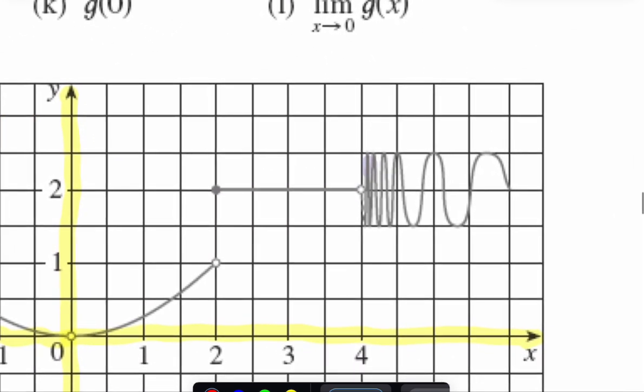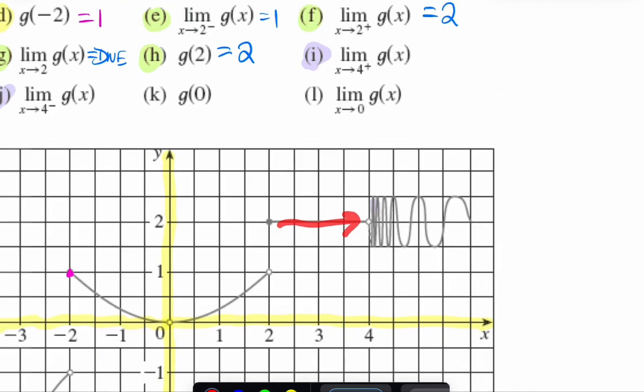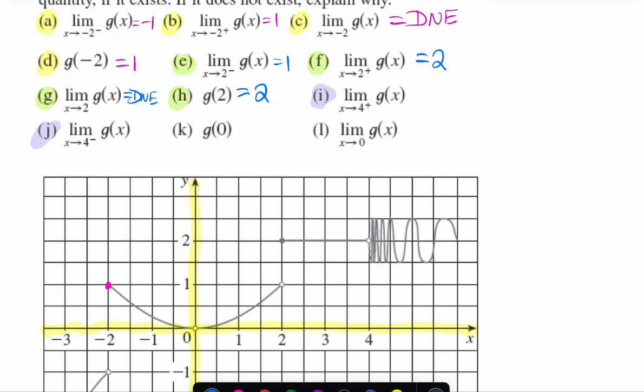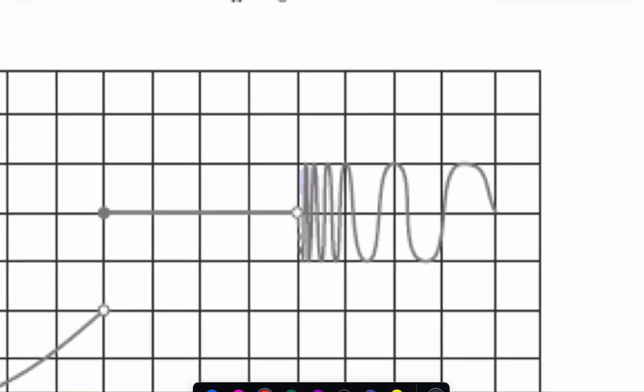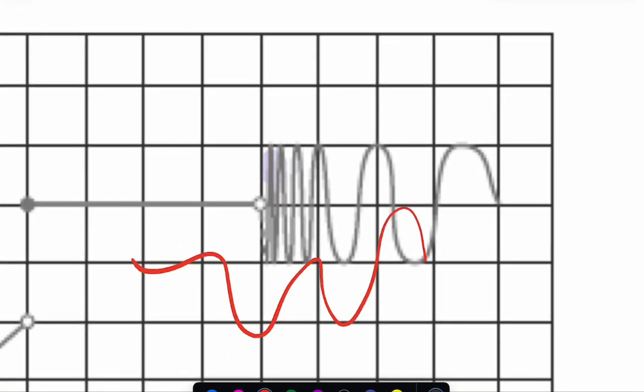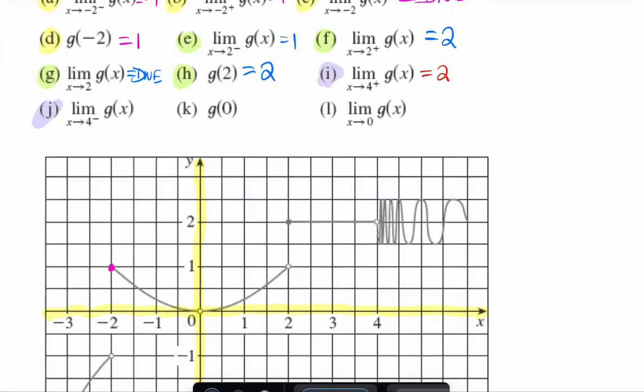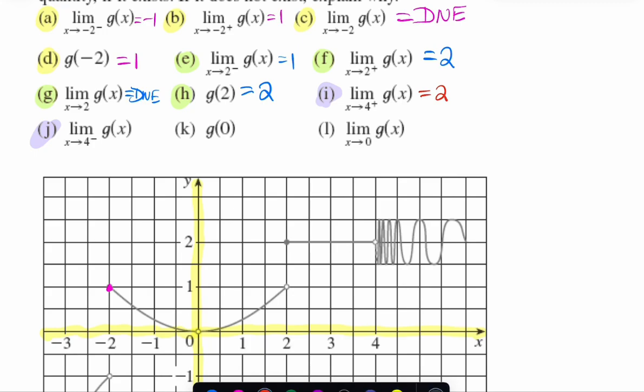if I'm coming in from the left side, what height is that? Can anybody tell me? It's a height of 2. If I'm coming in from the right side, I know it's wiggly, but what height am I heading toward? Aren't I also heading to 2? I'm getting there in a wiggly path, but I'm still going to a height of 2. Although they didn't ask, and I wish they would, the limit as x approaches 4 of our function is 2. It is heading to a height of 2.